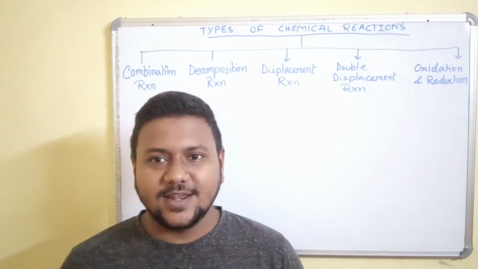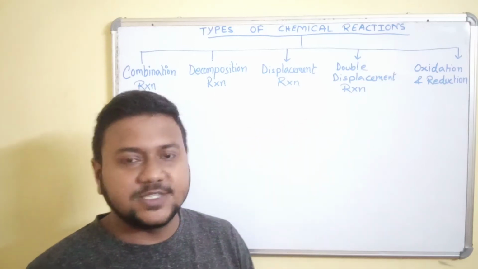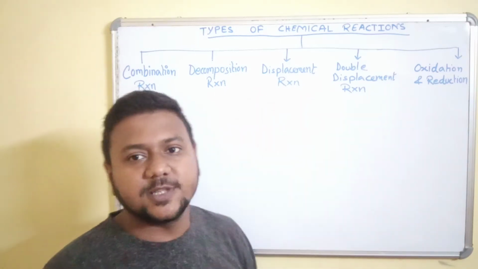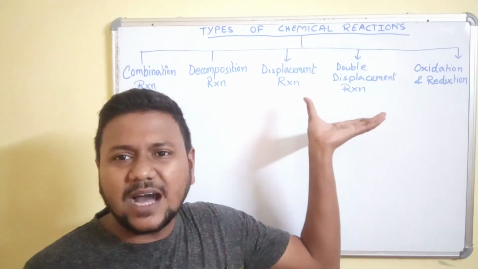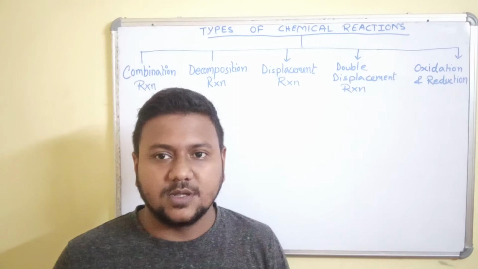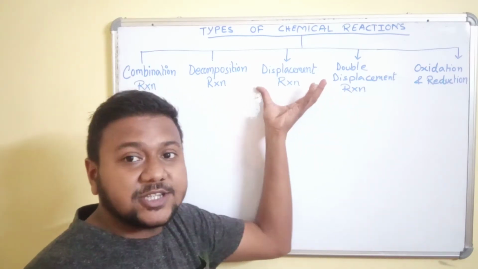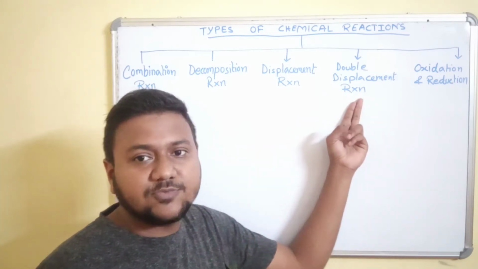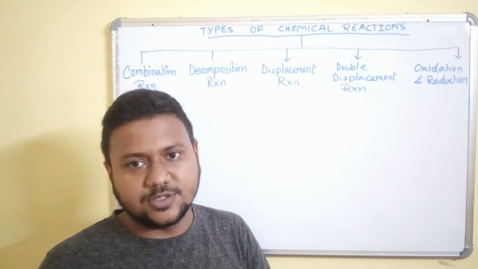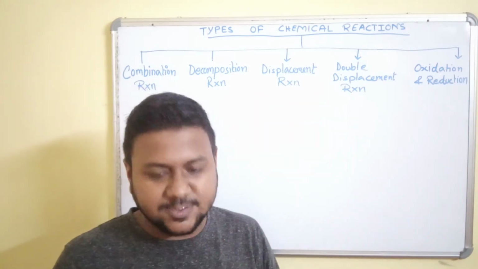Okay, in this video we are going to discuss the other two kinds of chemical reactions, which are the displacement reaction and the double displacement reaction. As the name suggests, displacement means a replacement or a substitution. In a displacement reaction there will be a single substitution, whereas in the double displacement reaction we will find two substitutions. So let us first discuss the displacement or simple displacement reactions.